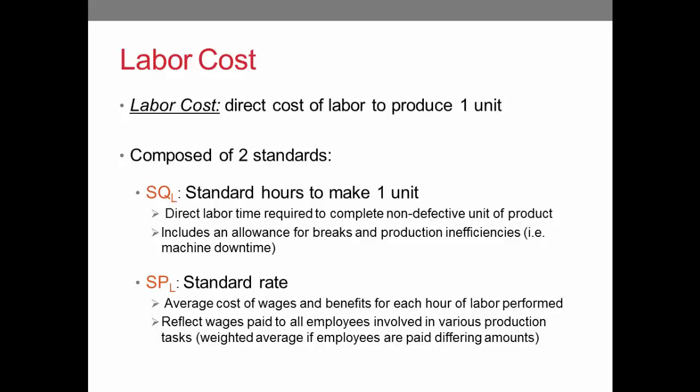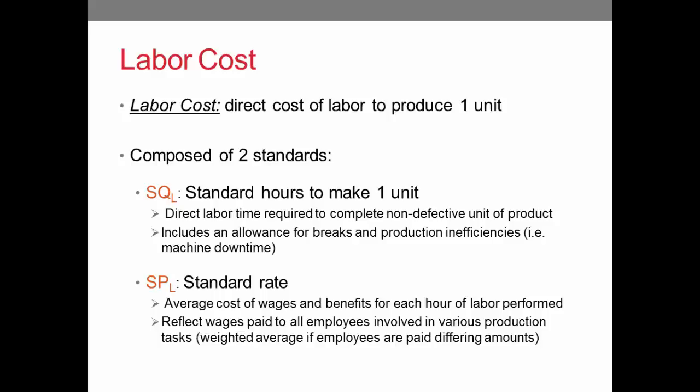So labor cost is the direct cost of labor to produce one good unit. It's composed of two standards. The standard quantity of labor, which is the standard hours to make one non-defective unit, and includes an allowance for mandatory OSHA breaks and production inefficiencies like machine time. And it's also composed of the standard price of labor, which is a standard hourly rate of labor. It's the average cost of wages and benefits for each hour of labor performed.